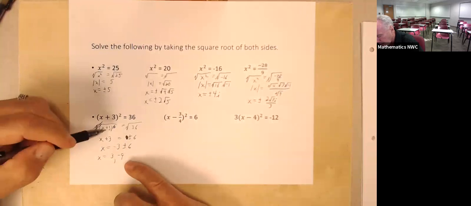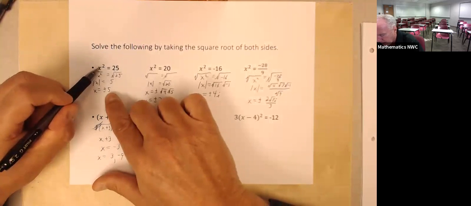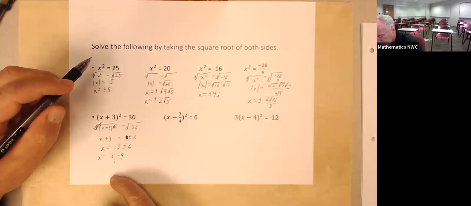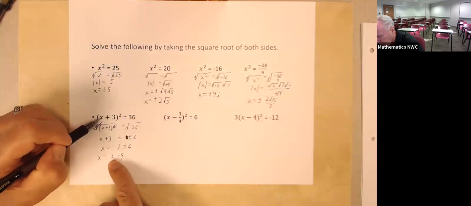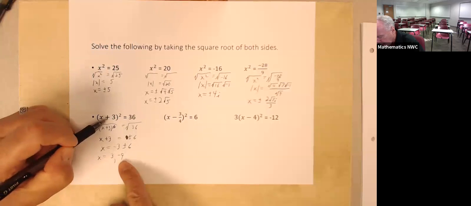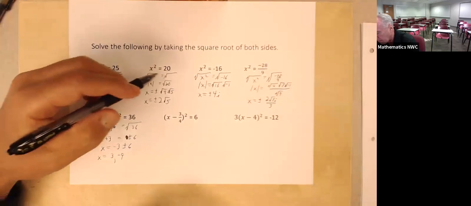Should check this one out. I haven't been checking these, but if I had put a positive 5 in and squared it, it would have checked. A negative 5 would have squared. Let's check this one out. Yeah, I think it also will work. I plug in 3. 3 plus 3 is 6. Squared is 36. Negative 9 plus 3 is a negative 6. Squared is 36. It checks out.